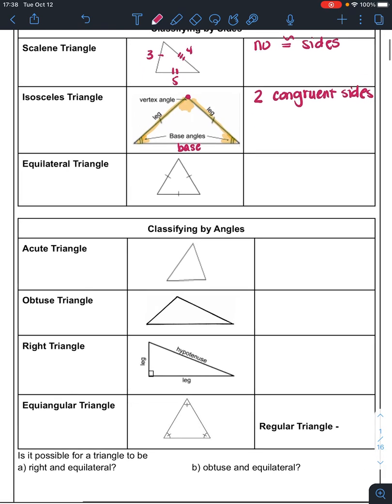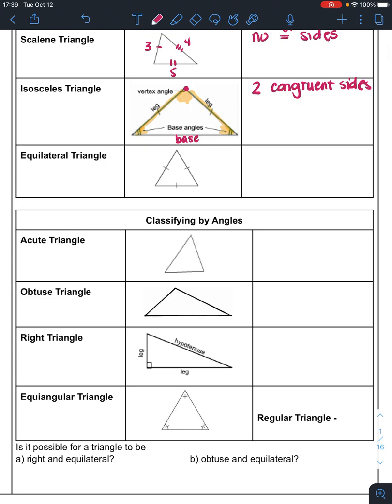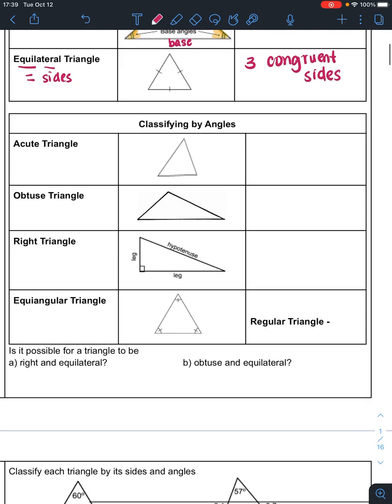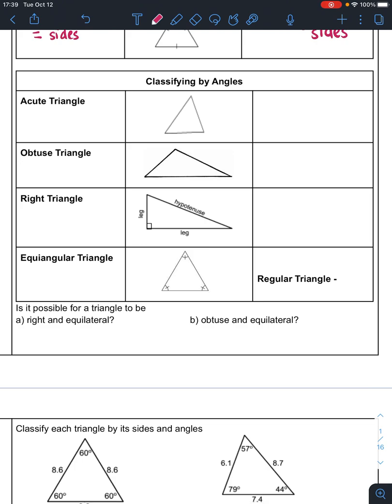And then lastly, we have an equilateral triangle. Equilateral means equal, lateral means sides. So an equilateral triangle has three congruent sides. Technically, an equilateral triangle is also an isosceles triangle because it does have two congruent sides, but it's kind of like a square is a rectangle, but its best name is a square. So we would never classify a triangle that has all three sides congruent as being isosceles because it needs to be better than that. The other way that we can classify triangles is by their angles.